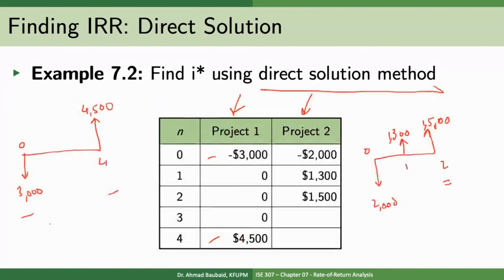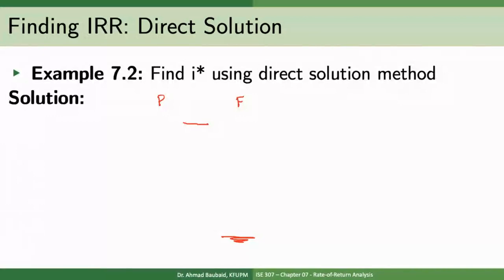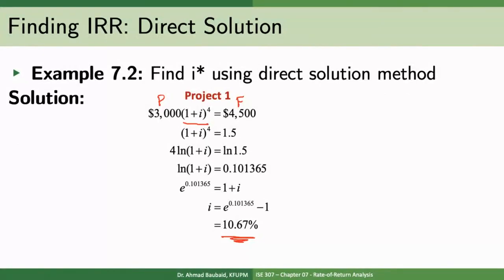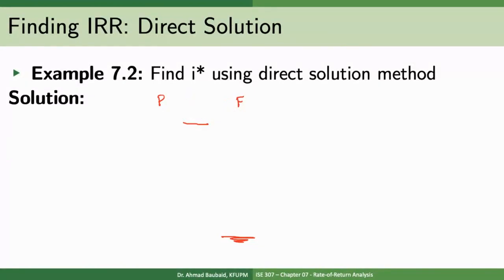Why is it unique? For project 1? Because it's simple. Yes, exactly, because this is simple. Therefore, I have a unique rate of return, and that's exactly what I get. So that's great. What about project 2?